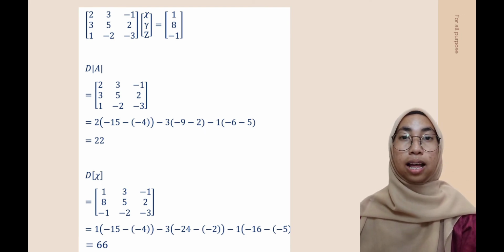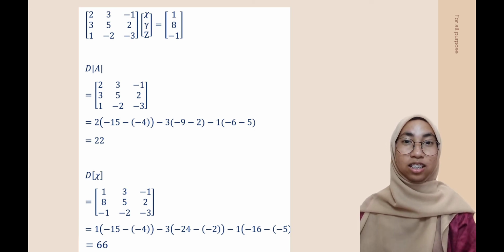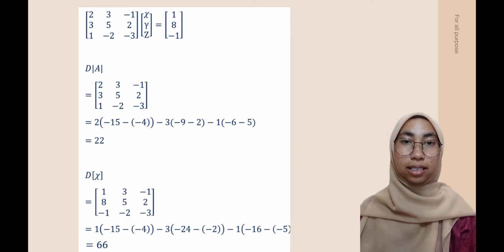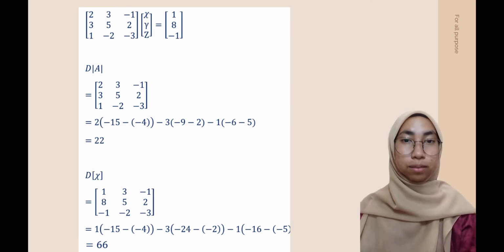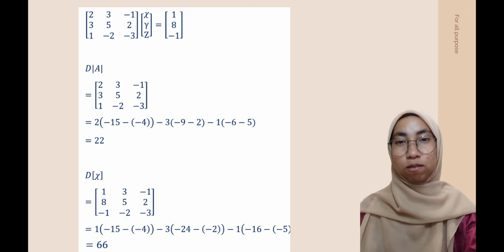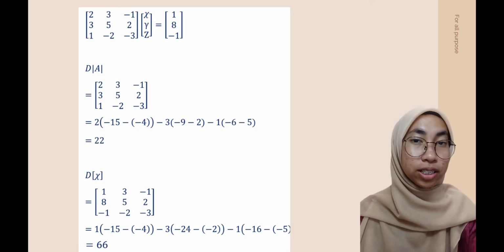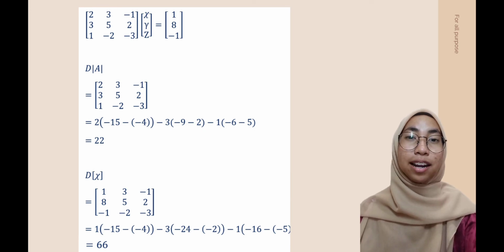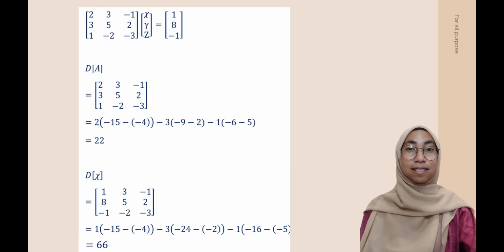Then we close the horizontal and vertical line for 2, which is we close the 3 and negative 1 and 2, and then we close 2, 3, 1. Then we can see there's left 5, 2, negative 2, and negative 3. Then we cross multiply. We multiply 5 with negative 3 and 2 with negative 2. Then we got 5 times negative 3 is negative 15 minus 2 times negative 2. We got negative 4.